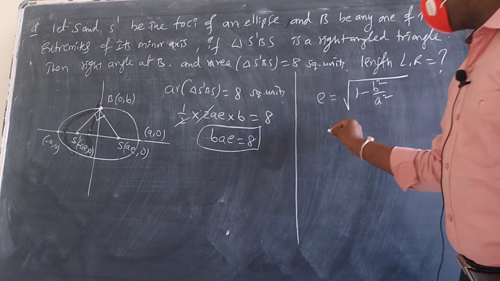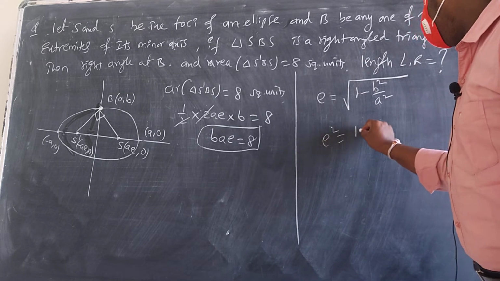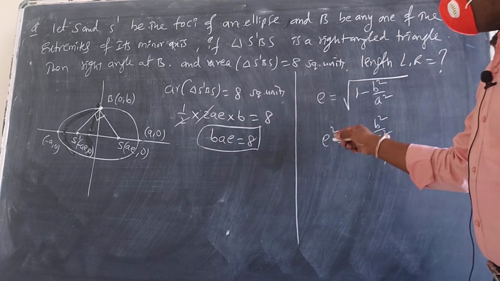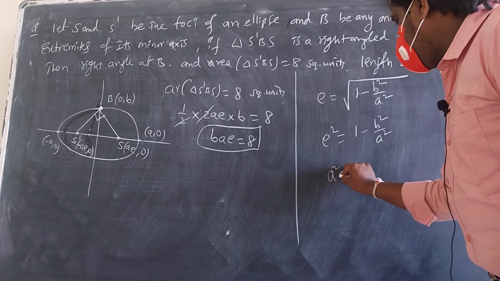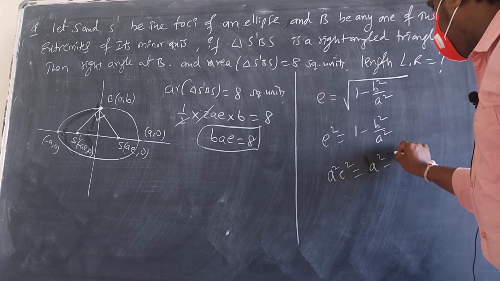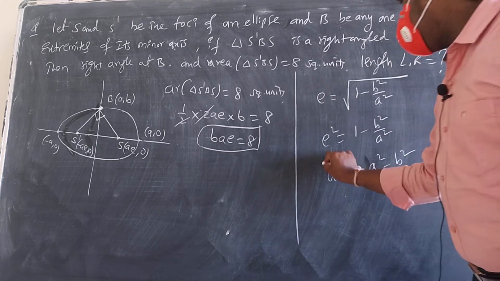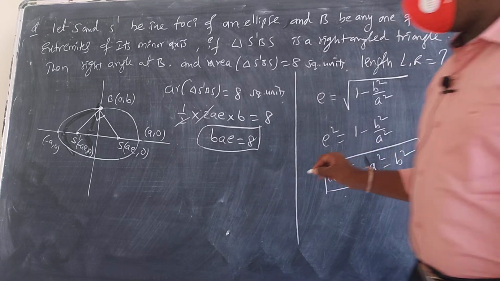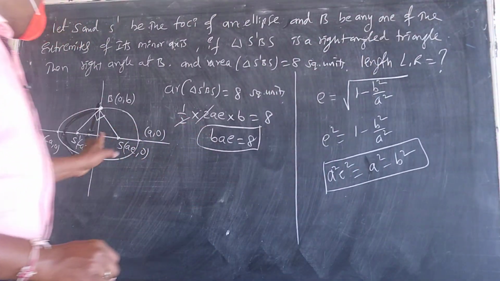If we do squaring on both sides, e square is equal to 1 minus b square by a square. If we do cross multiplication, LCM, a square e square is equal to a square minus b square. This is one more equation I got. Now you have this one and that one.